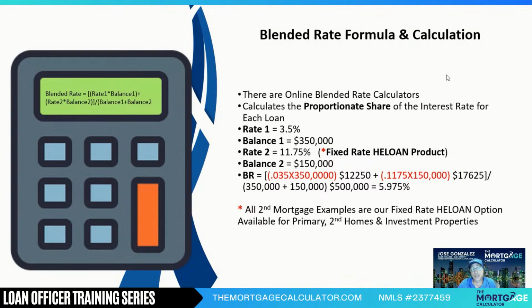Now, rate 2, that's going to be our fixed rate HELOAN product. Rate 2 is, let's say they're doing a DSCR type loan, and investment property, of course. So it's going to be a little bit higher rate. So that is at 11.75% rate. And let's say that balance 2 is $150,000. So how do you calculate the blended rate?